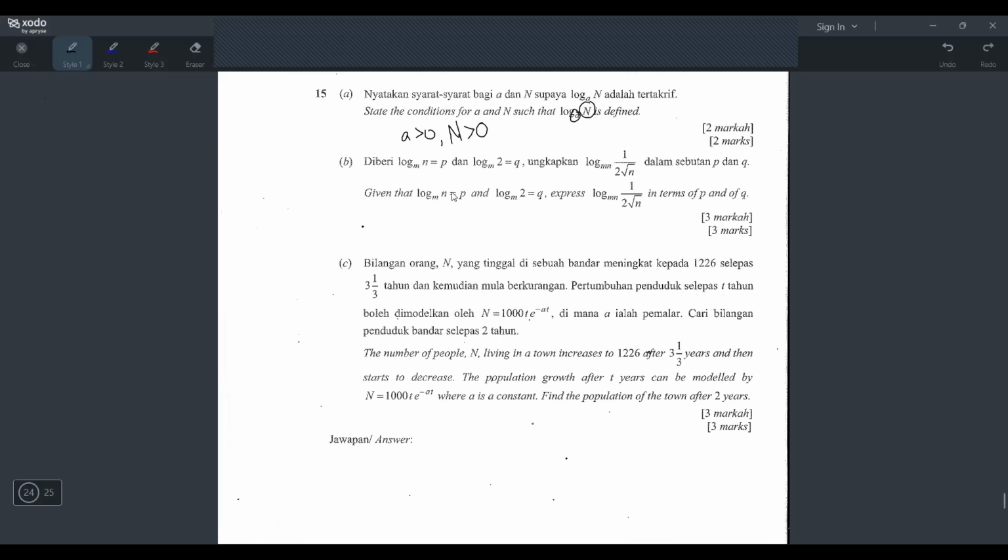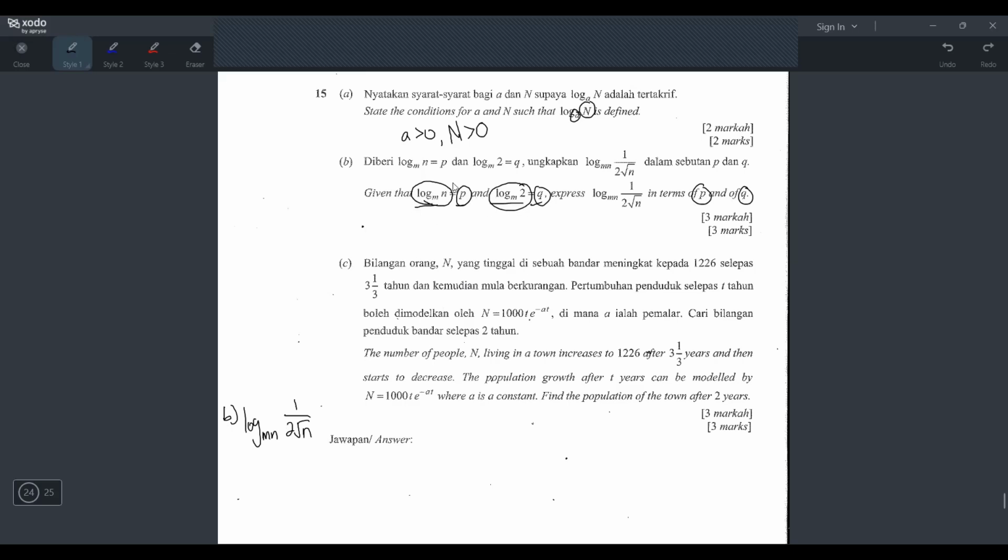For question B, given that log n base m is p, and log 2 base m is q, express this in terms of p and q. So I will do it here. This is what I want to express now: log base mn of 1 over 2 square root n. What I want to do is express it in terms of p and q. It means I have to try my best to change this to log n base m, or log 2 base m, or log m base m, because that is 1. That's the only way to make my answer have p and q. You understand, right? Because p is this, q is this.